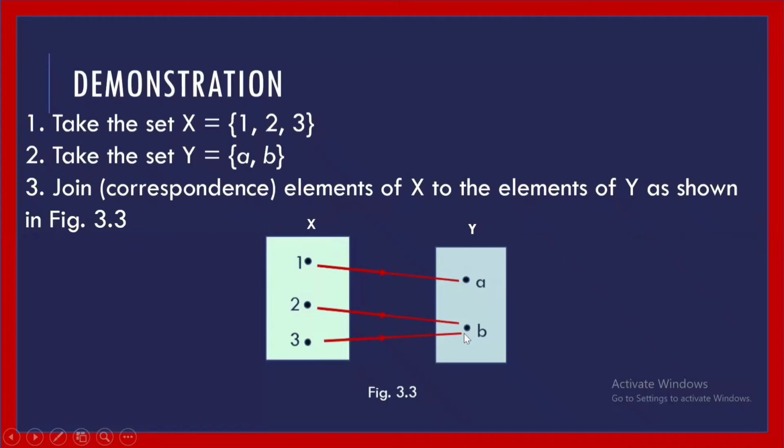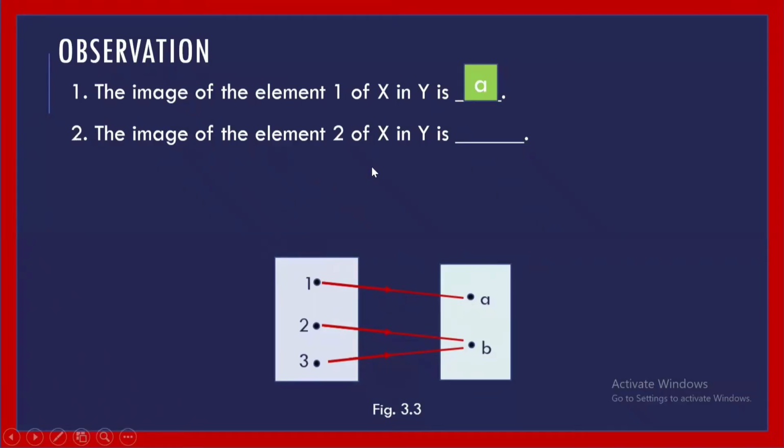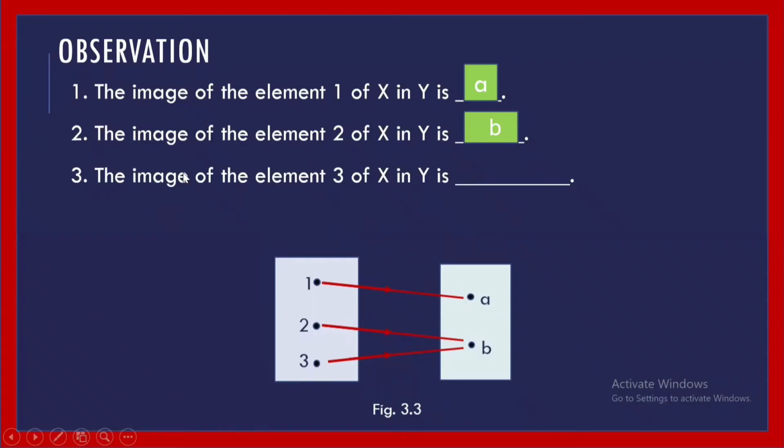Now let us try to figure out whether the function is a one-one function or an onto function. The image of the element 1 of X in Y is what? It is A. The image of the element 2 of X in Y is what? It is B. The image of element 3 of X in Y is what? Element 3 also has the image B. Now, once I know the images, I can see that the image of 1 is A, but the image of both 2 and 3 is B. A is corresponding to 1, B is corresponding to both 2 and 3.